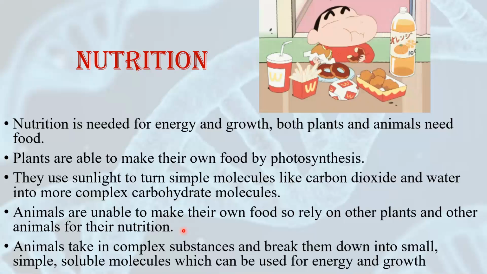In the next video, we'll be dealing with nutrition in detail. So at that time, I'll explain what type of nutrition plants show and what type of nutrition animals show. Animals take in complex substances and break them down into small and simple soluble molecules. And then these simple soluble molecules go inside the mitochondria and their energy is extracted. And this energy is used for growth.